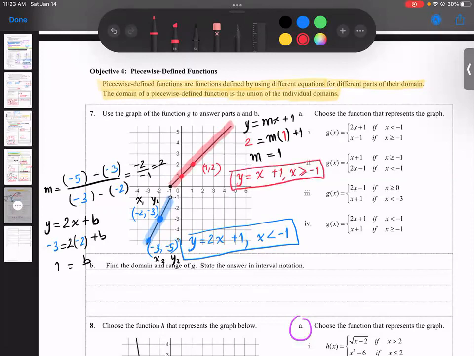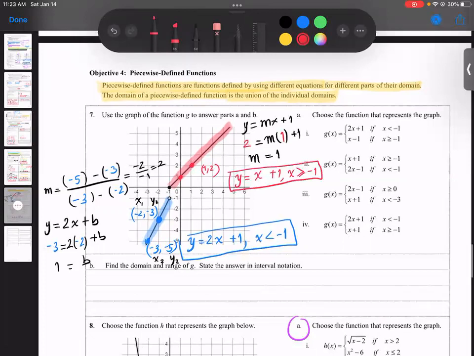All right, eyeball your options there. Which one is the correct answer? It looks like this one is the correct answer, right? Because it has my red function there, and it has my blue function there.